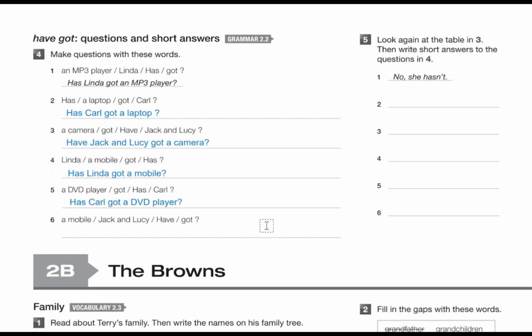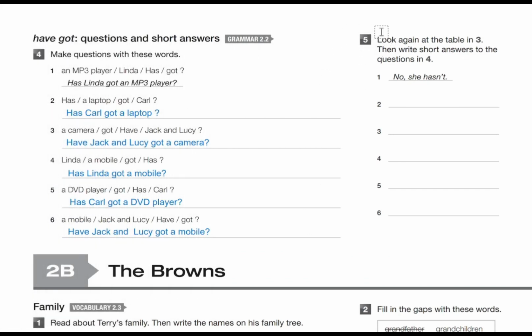That's also done. So number six, a mobile Jack and Lucy have got. As you can see here, the H is capital, so this is one way of noticing which word to start with. So have, then we've got the subject, Jack and Lucy, got a mobile. That's it. Have Jack and Lucy got a mobile? So we're good. Now we're moving to exercise five.